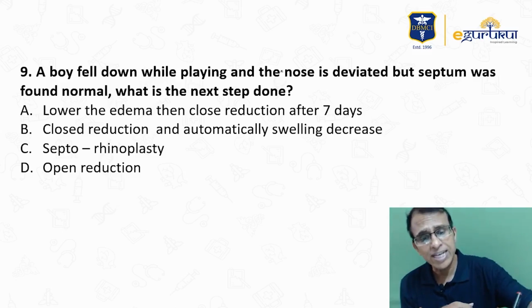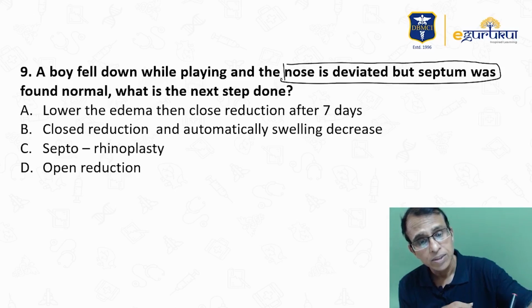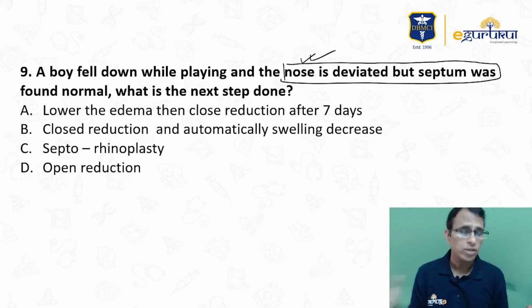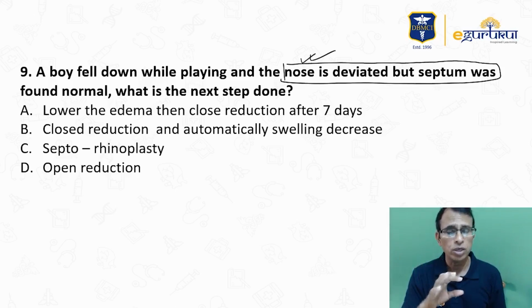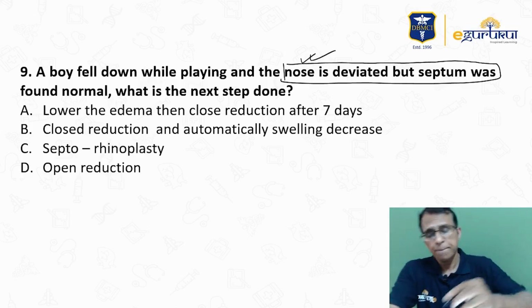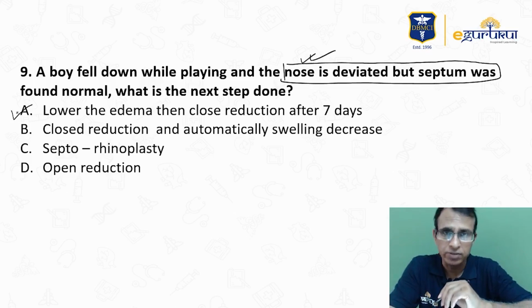diagnosis. They are giving a diagnosis. Nose is deviated but septum is normal. So if they give a diagnosis, then rest of the history and everything is useless. So this is not a clinical question. This is a straightforward simple question that if due to fall there is a nose deviated but septum is normal, what is the next line of treatment? What is the next thing you do? That's what they ask. And the correct answer is A, lower the edema and then do close reduction after 7 days.